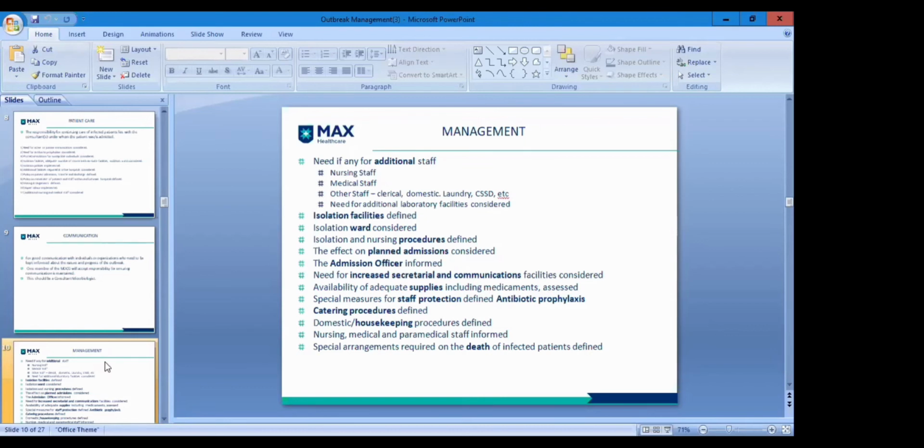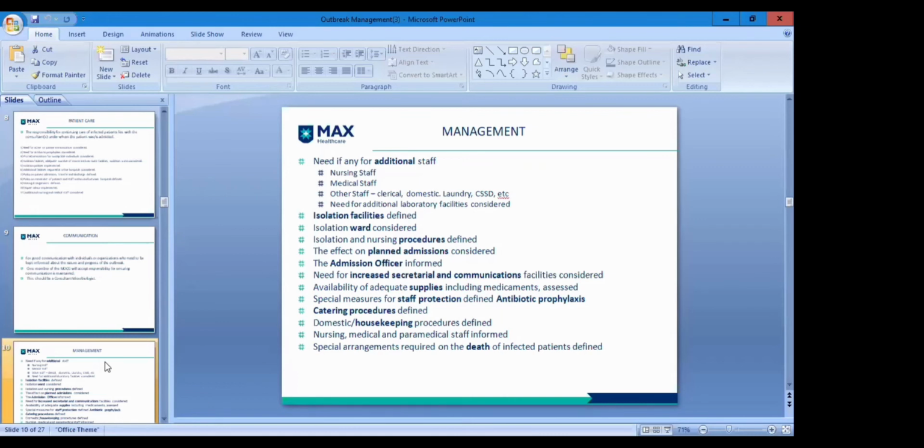Adequate supplies, including medicines, were also taken into consideration. Staff protection and antibiotic prophylaxis: special measures for staff protection. In the first wave, I remember very clearly, every staff was given prophylaxis of chloroquine, which we later found out was not required. But during that time, prophylaxis was just an example that to protect the staff, we should be giving prophylaxis. Then catering procedures need to be defined, how the food will be served to those patients who are infectious in nature.